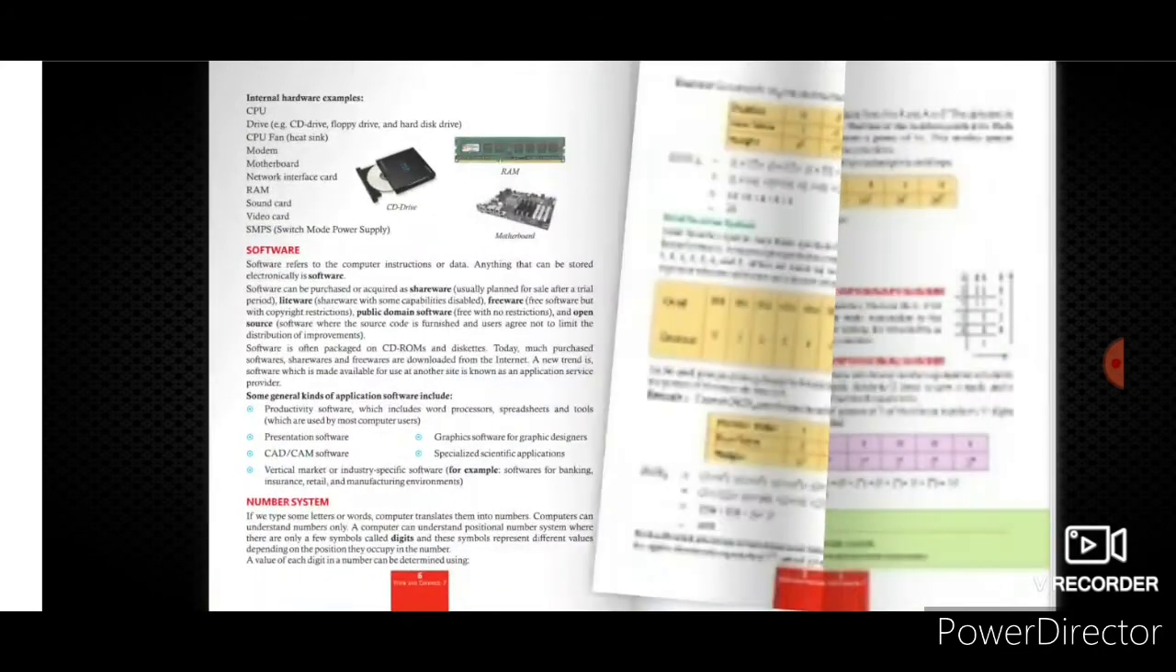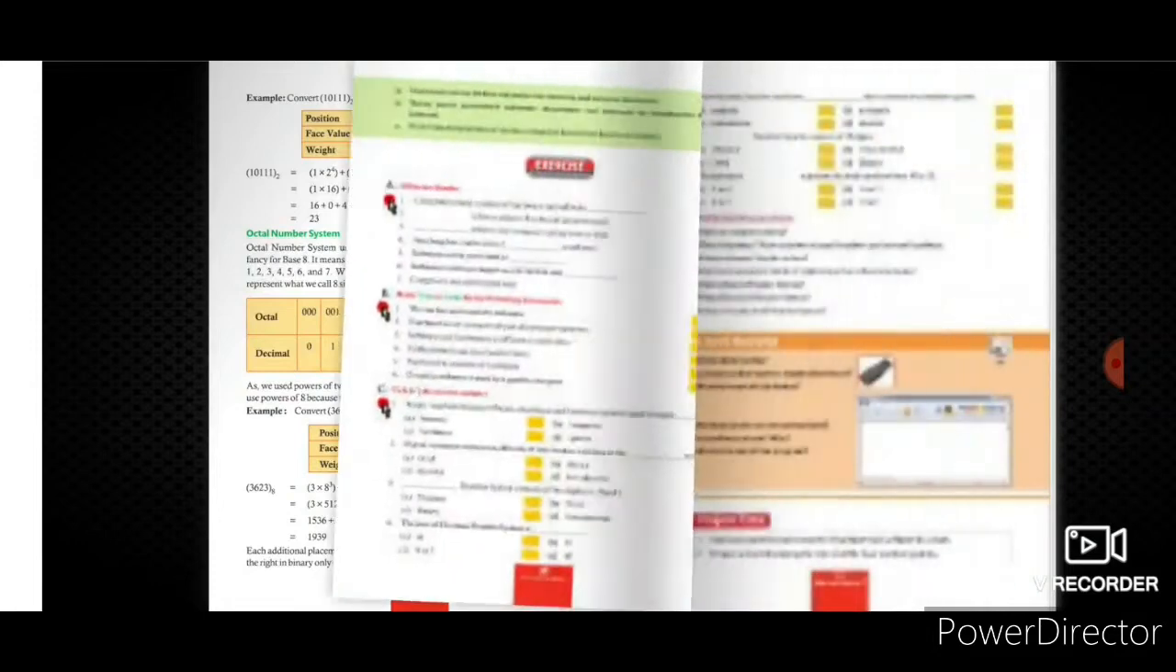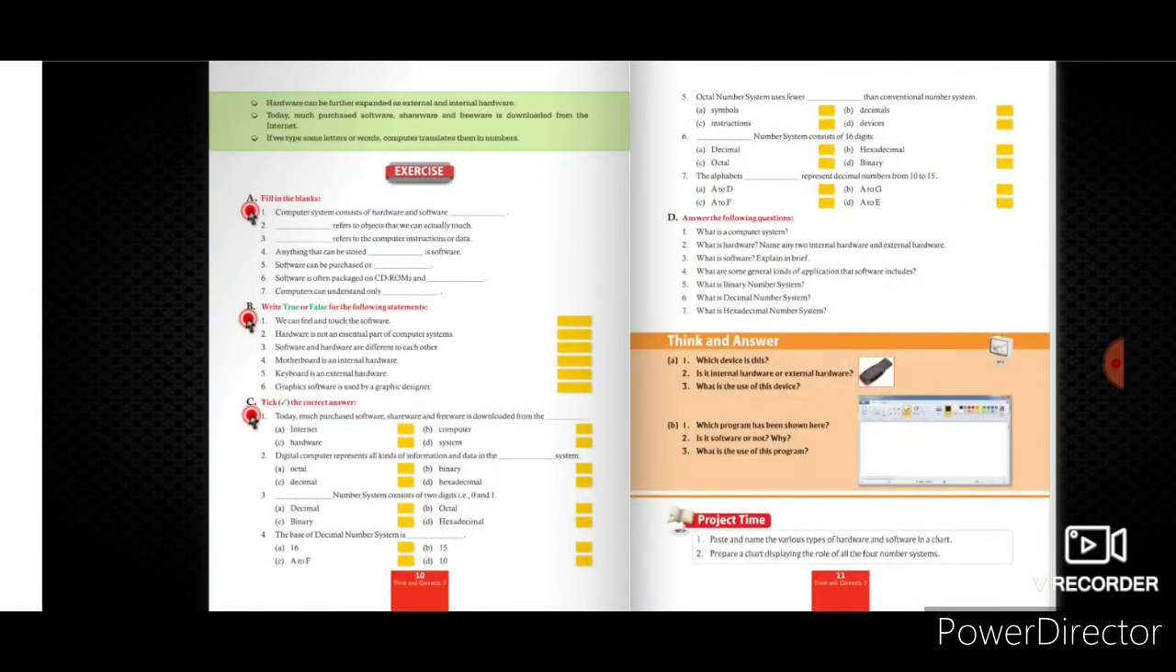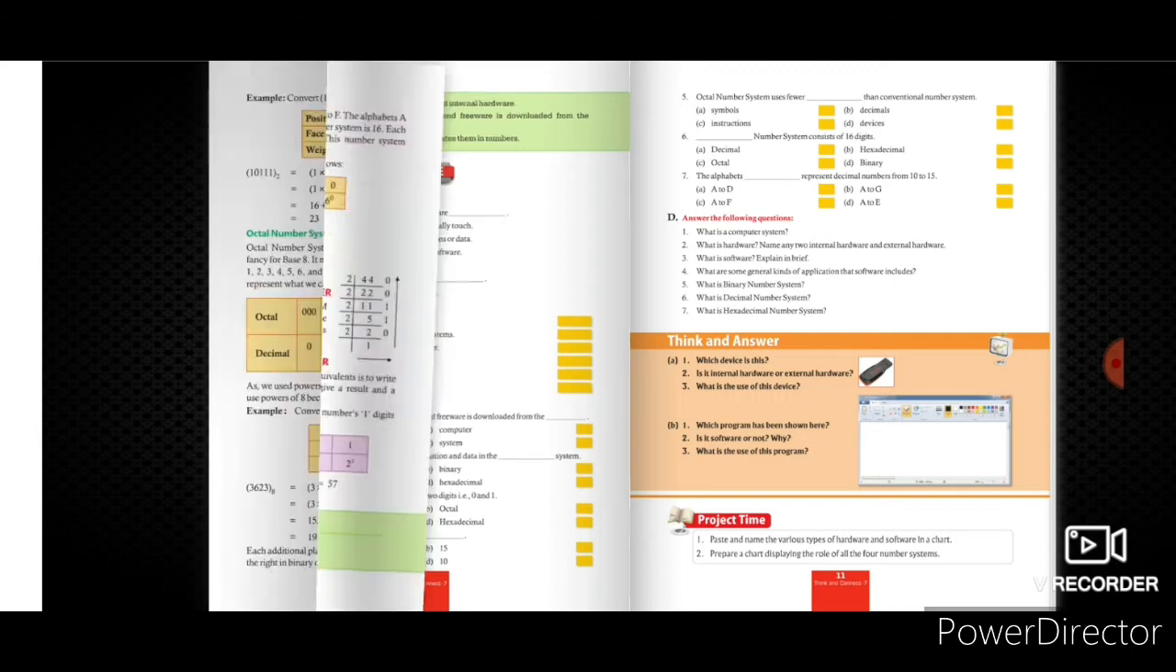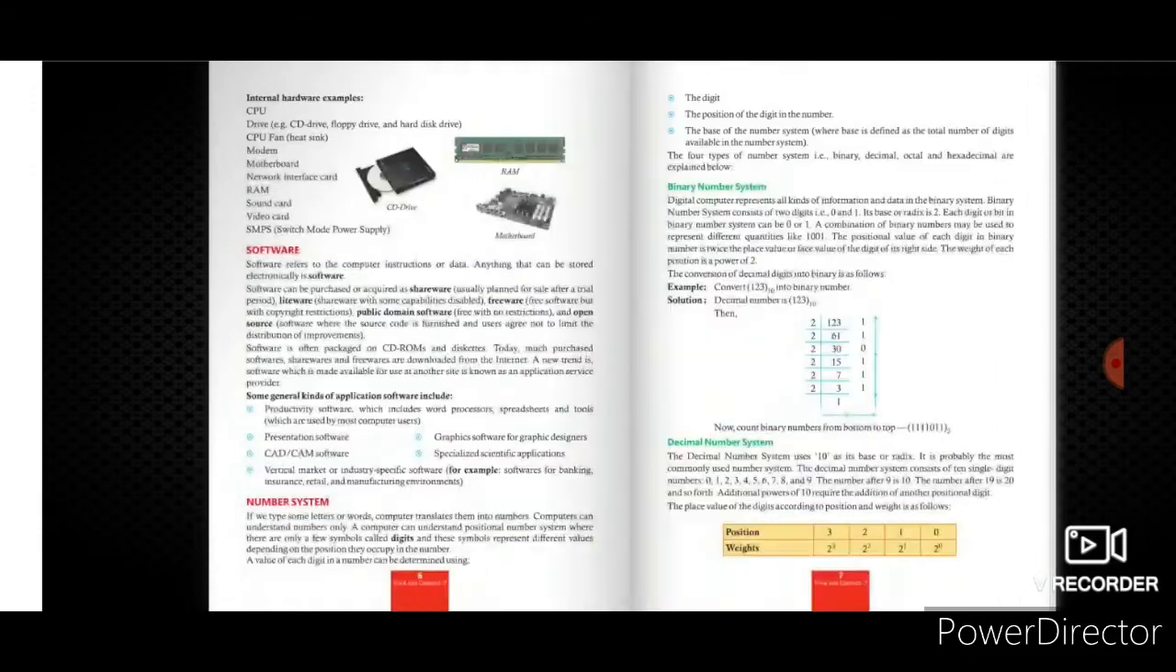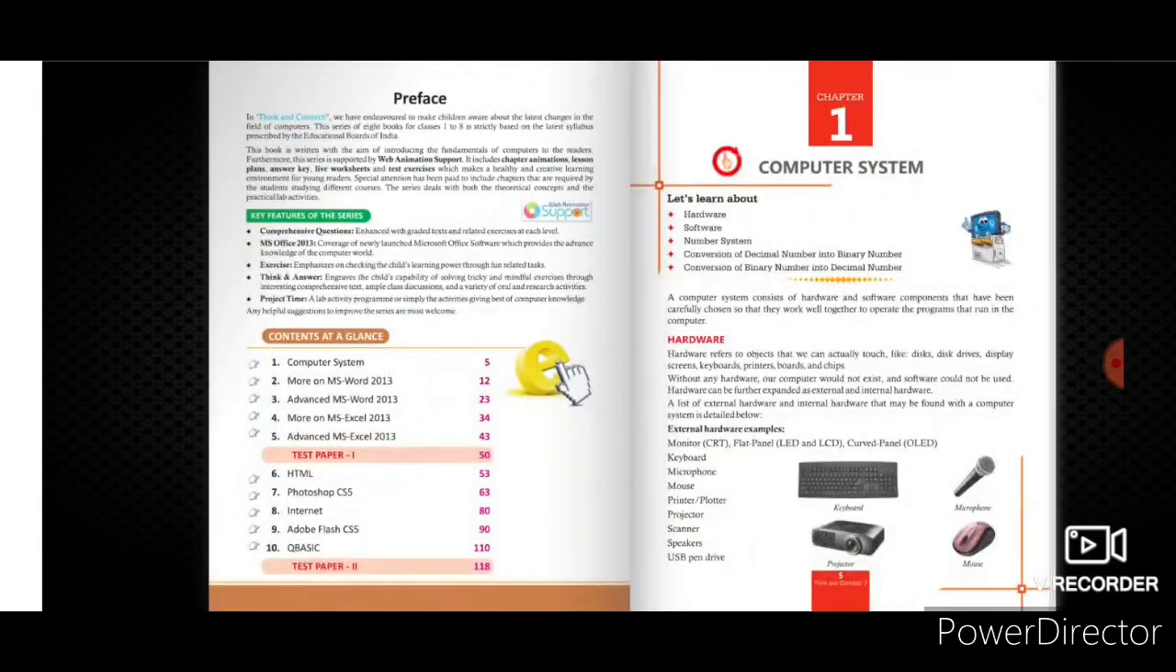And the second question is, what is hardware? And name any 2 internal hardware and external hardware. What is software is the third question. So the answer is, what is hardware? You can see here on page number 5, hardware refers to objects that we can actually touch, like disk, display, and chips. Okay, 2 lines you will use as the answer, and write any external and internal hardware.